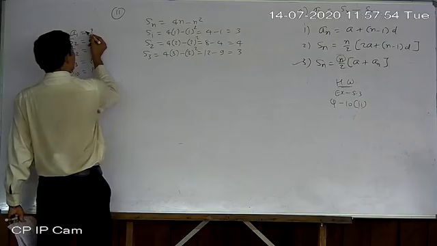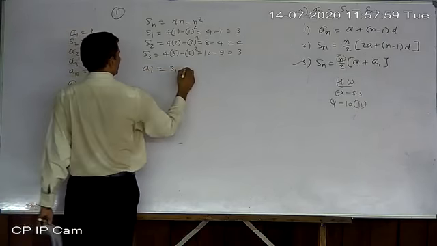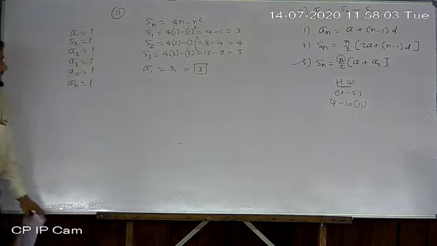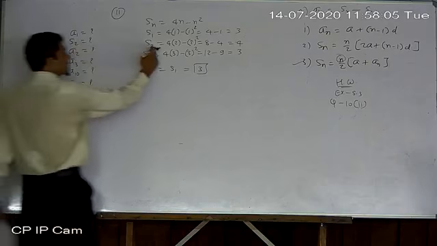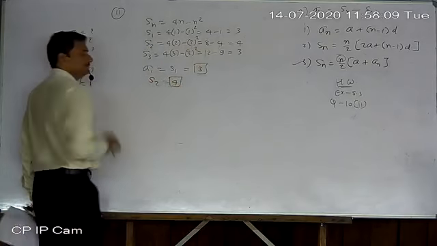First of all, A1 is nothing but S1. We derive here, so A1 itself is 3. So first answer we got. Now S2 is already given, 4. So this is the second answer.